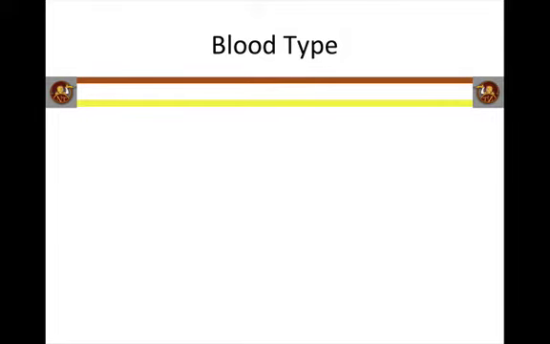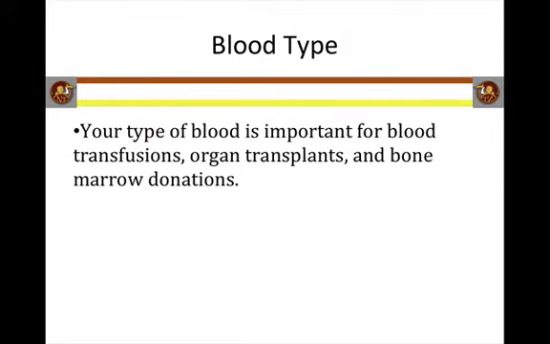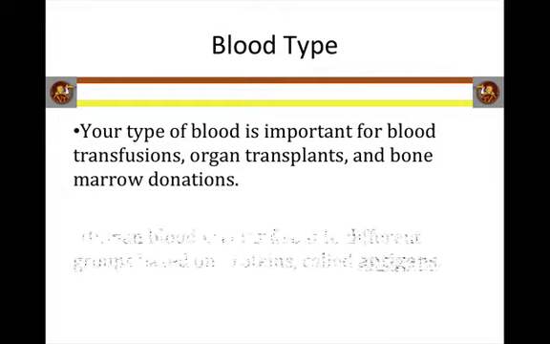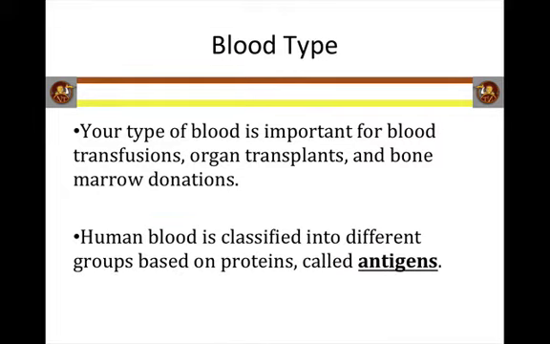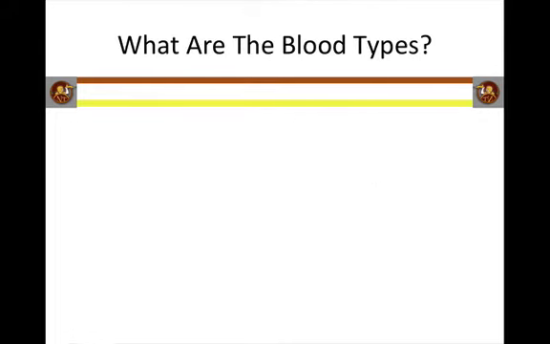Alright, so blood types. Your type of blood is important for blood transfusions, organ transplants, and bone marrow donations. All things you need, either now in life if you have a certain disorder, or later in life if you get sick. Okay? Human blood is classified into different groups based on proteins called antigens. So, the different groups of the blood types, what are they?